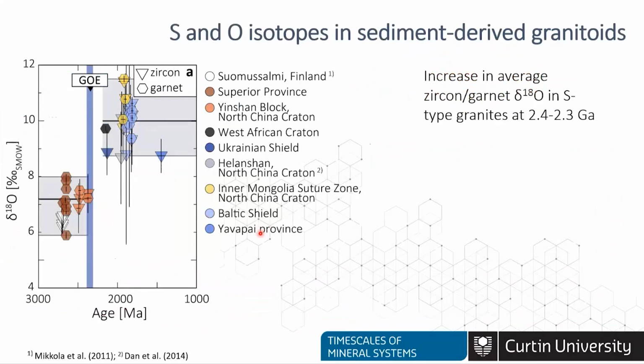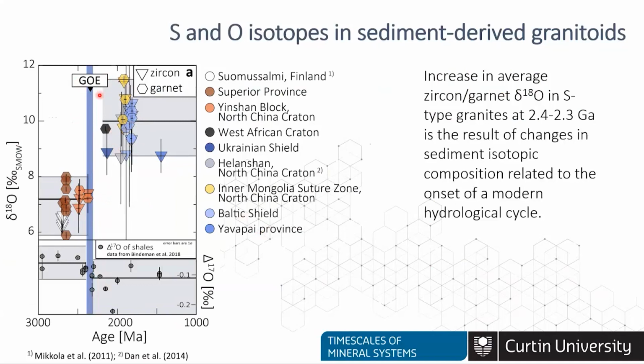And I'll just go straight to the results. These are delta 18O values as measured in garnet and zircon from these sediment-derived granitoids. There's also some literature data in there. And as you can see, perhaps unsurprisingly, we see this increase in average delta 18O like we see in the global zircon record, also in these samples very prominently. The blue bar again marks the timing of the great oxygenation event.